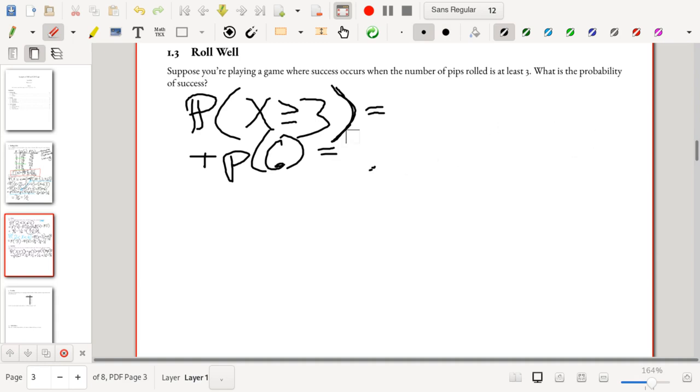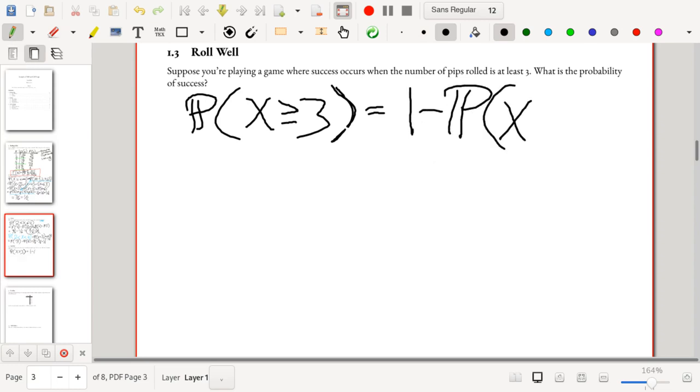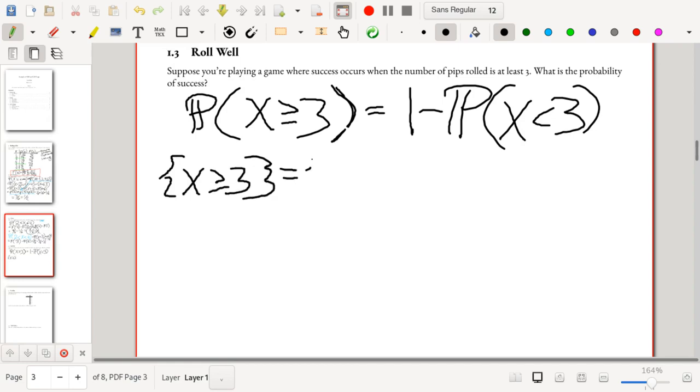We could say that this is going to be 1 minus the probability that X is less than 3. Where did that come from? Well, this is basically the complement. We have complementary events here. We have the event where X is greater than or equal to 3. And we could say that the event where X is greater than or equal to 3 is going to equal the complement of the event where X is less than 3. Because if X is less than 3, that's the opposite of X being greater than or equal to 3. So it's the complement of that.